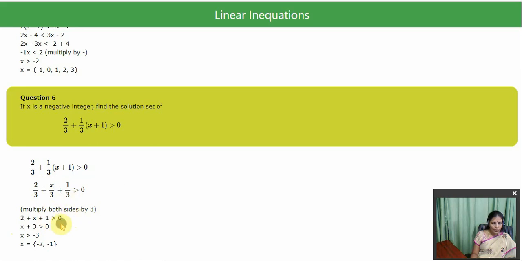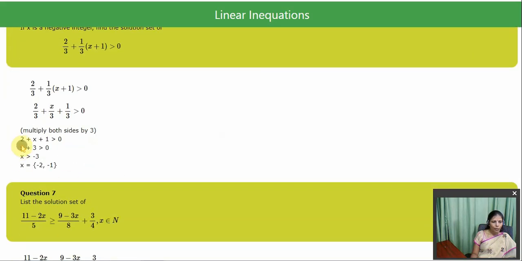0 into 3 becomes 0. So this x plus 2 plus 1 become 3. So x plus 3 is greater than 0. So x is greater than minus 3. When this 3 goes this side, become minus 3. So all the values which are all greater than minus 3 will be the solution.